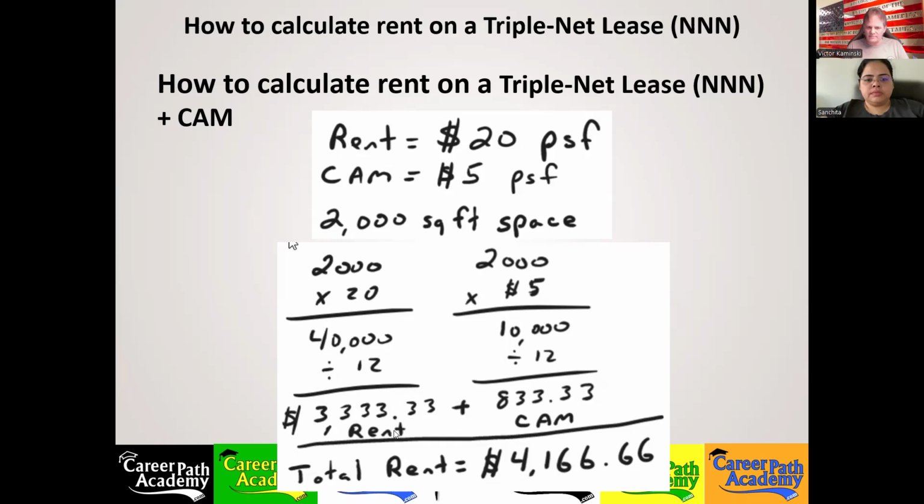that's $3,333.33 in monthly rent. Now we calculate separately to estimate the CAM charges at $5 a square foot, comes out to another $10,000 a year, or $833.33 a month. That's a lot of extra money there too.